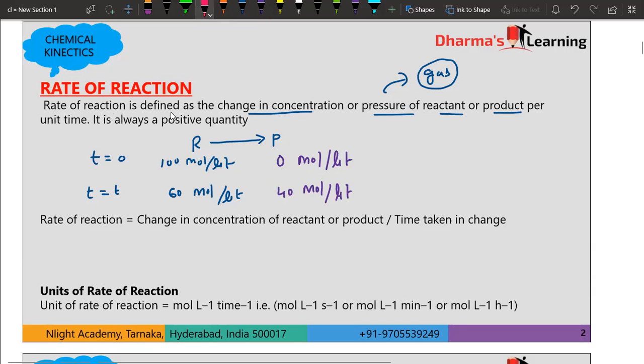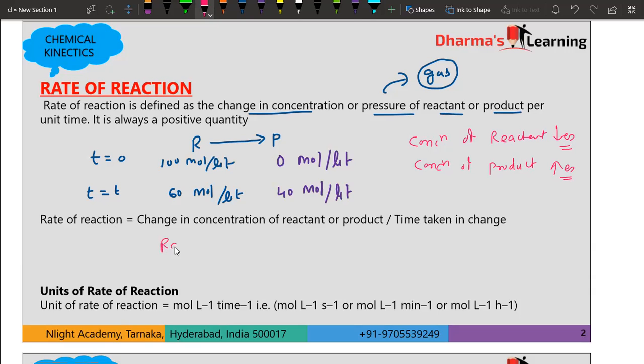The rate of the reaction can be defined as change in concentration. Here the concentration of reactant decreases, right? Similarly, the point to be noted here is that the concentration of product increases. Always the same thing is going to happen. The reactant concentration is going to decrease and the concentration of the product will increase. So how much the concentration of reactant or the concentration of product changes with respect to time is called the rate of reaction.